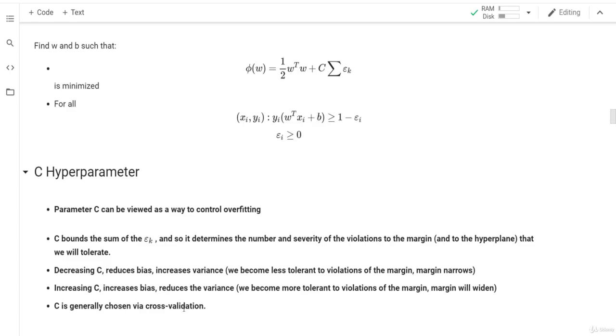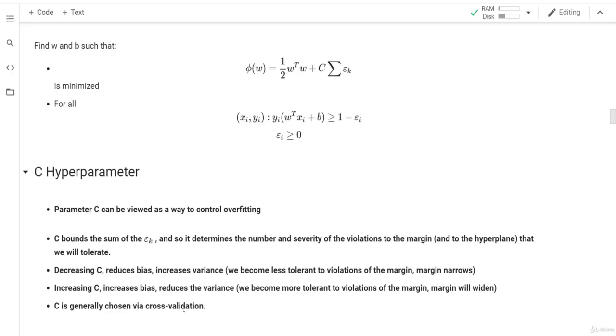C is generally chosen via cross-validation. So we do cross-validation, we check with C equal to 0.1, with C equal to 0.5, 1, 100, 1000, and see what is the best test accuracy, because we don't really focus on the training accuracy. The test accuracy in this case will be the validation accuracy. So we use cross-validation in order to find C. C is very, very important for controlling overfitting.